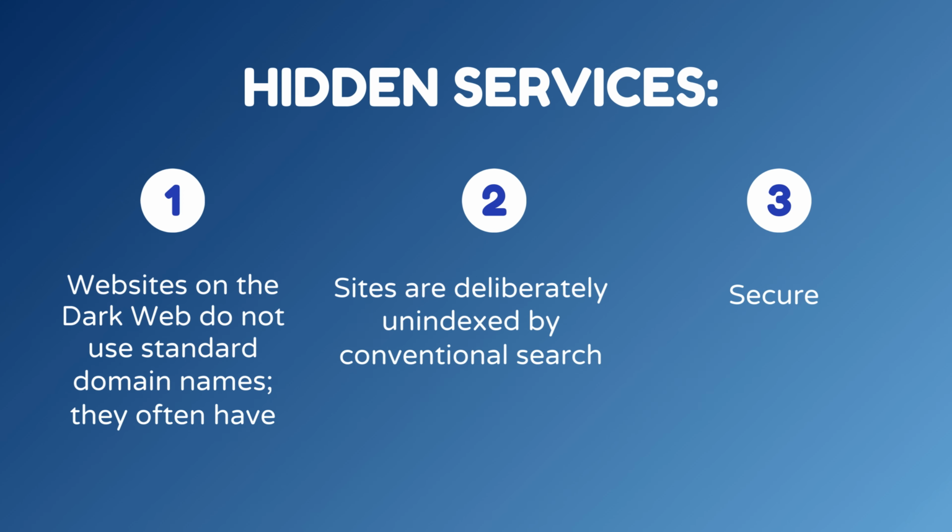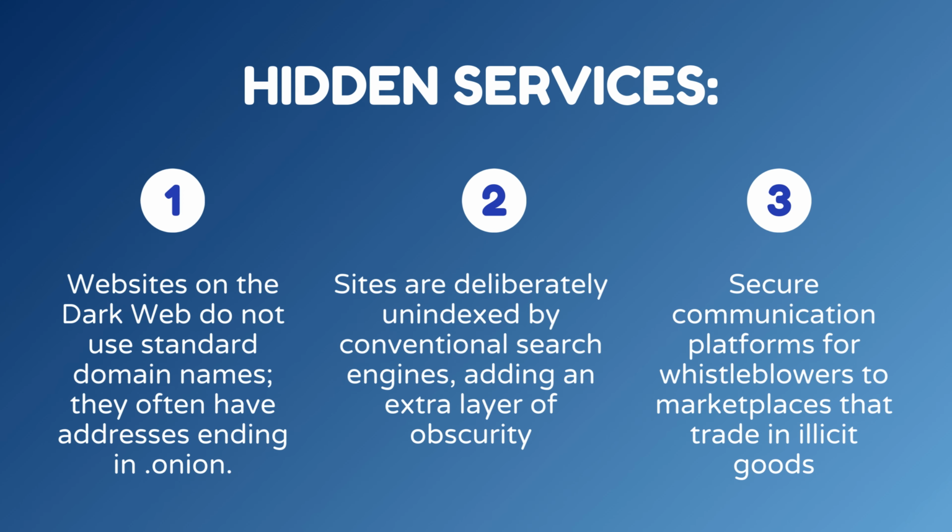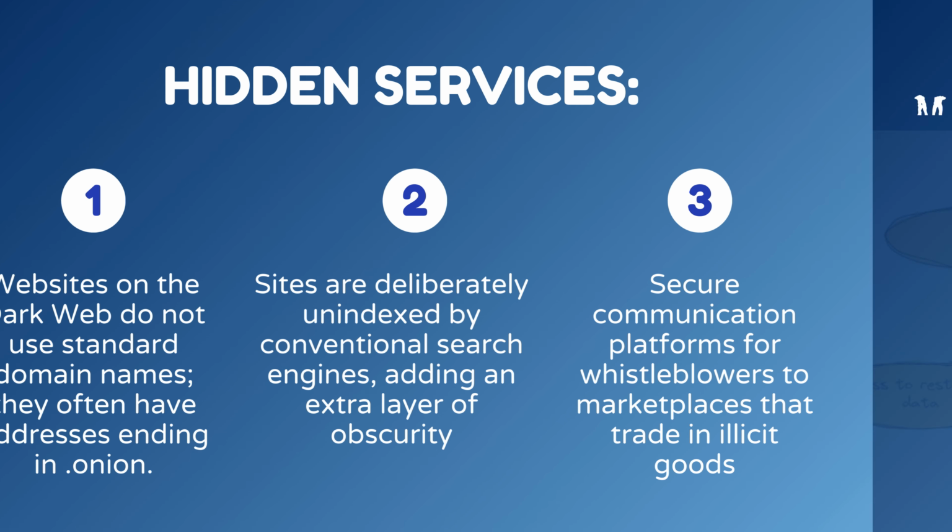The last component is hidden services. Websites on the dark web do not use standard domain names. They often have addresses ending in .onion. These sites are deliberately unindexed by conventional search engines, adding an extra layer of obscurity. They range from secure communication platforms for whistleblowers to marketplaces that trade in illicit goods.